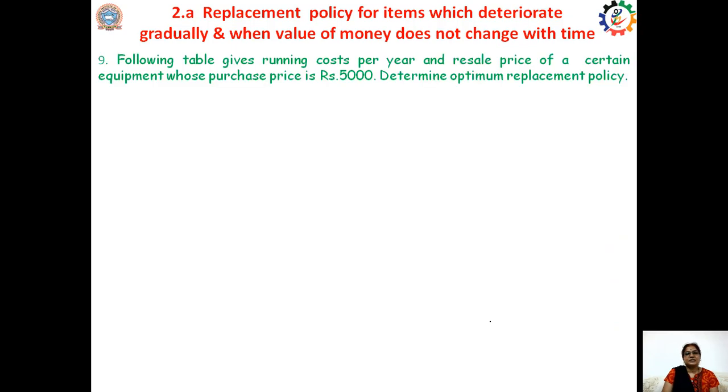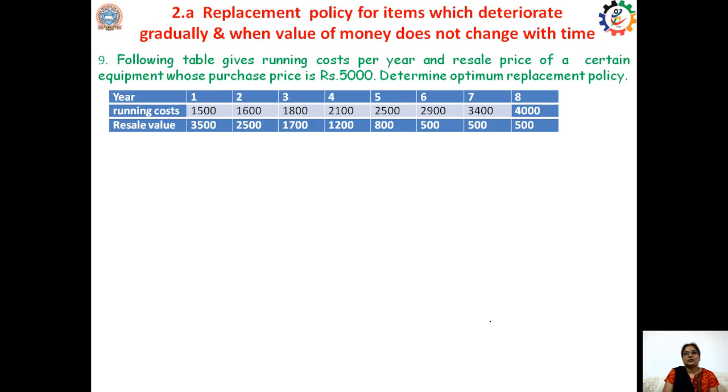So shall we see in the same category one more problem? Following table gives, we'll see the table, running cost per year and resale price of a certain equipment whose purchase price is 5,000. P is 5,000. Determine optimum replacement policy. Year-wise periods are given from 1 to 8. Running cost is nothing but maintenance cost, that is Rn. Resale value is like this.